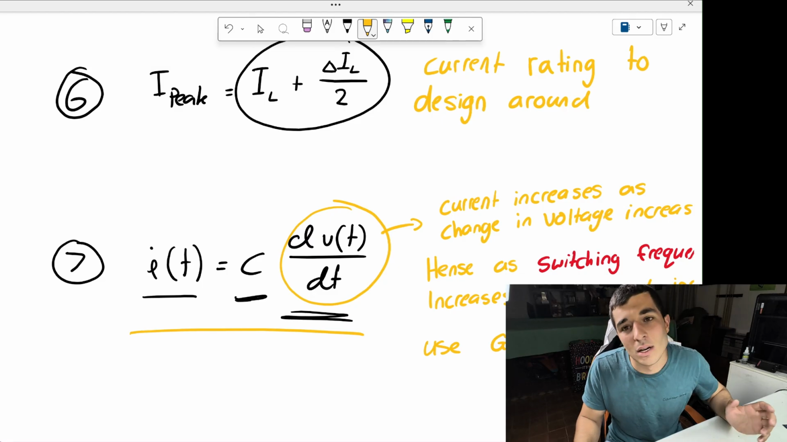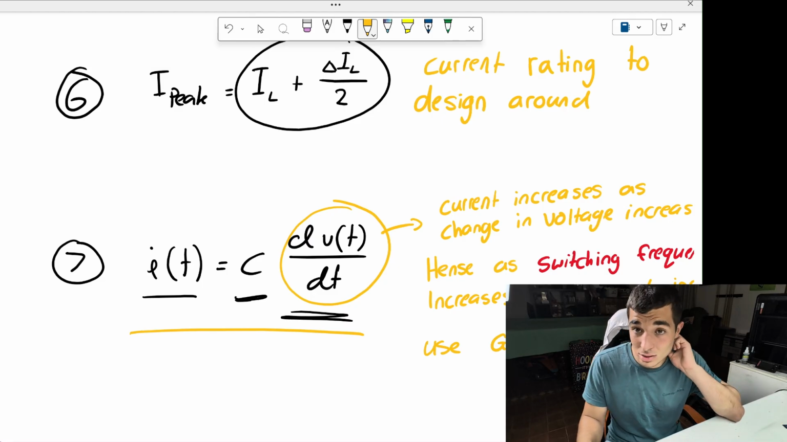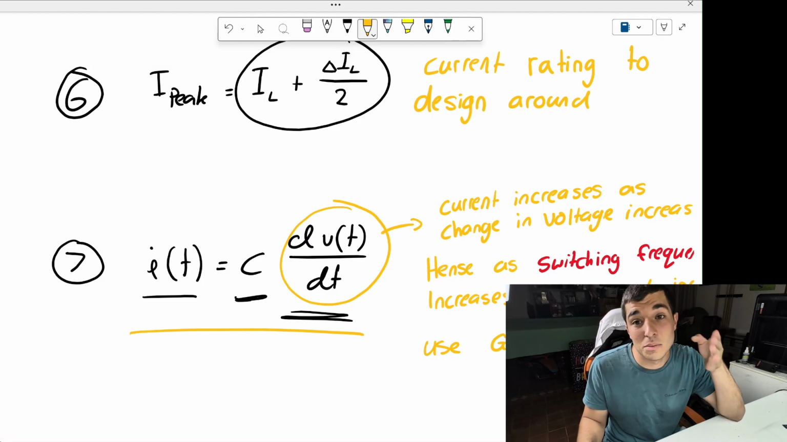Okay, so when I was doing it, I was switching at 100 kilohertz and I was trying to drive this MOSFET and I was trying to source and sink 100 milliamps.